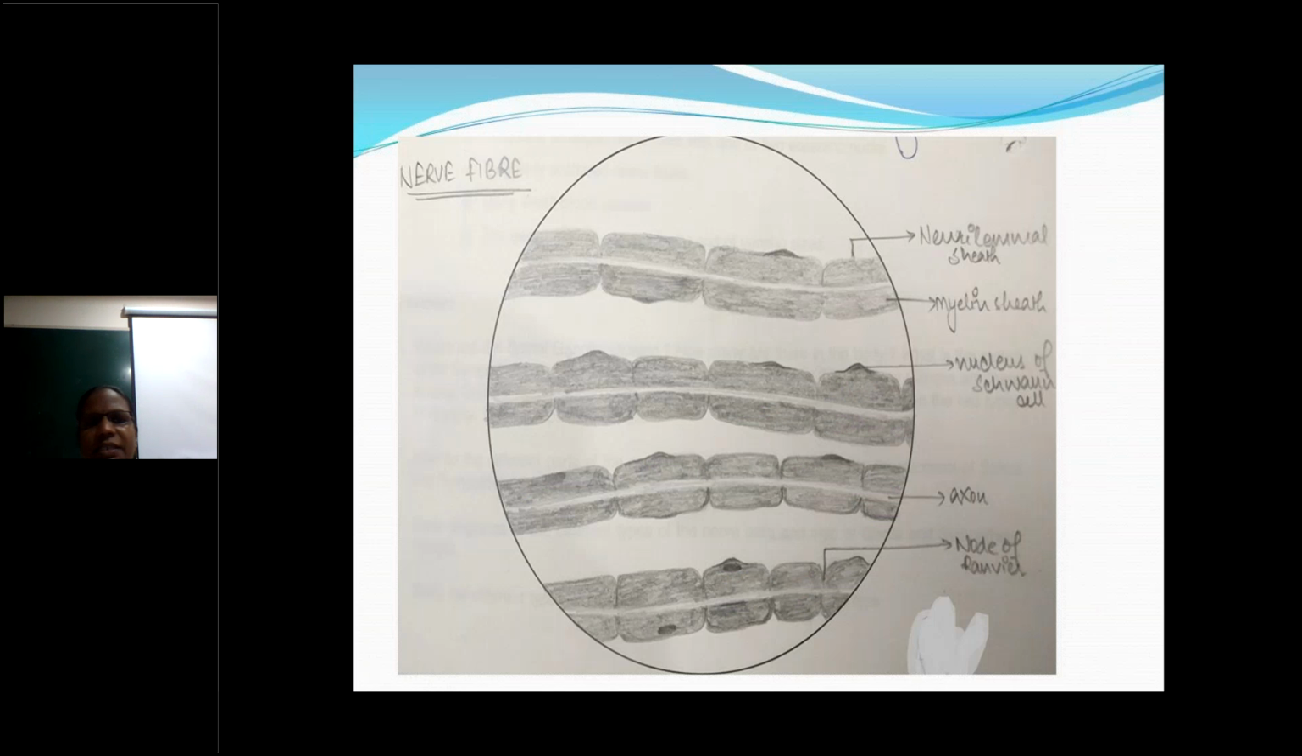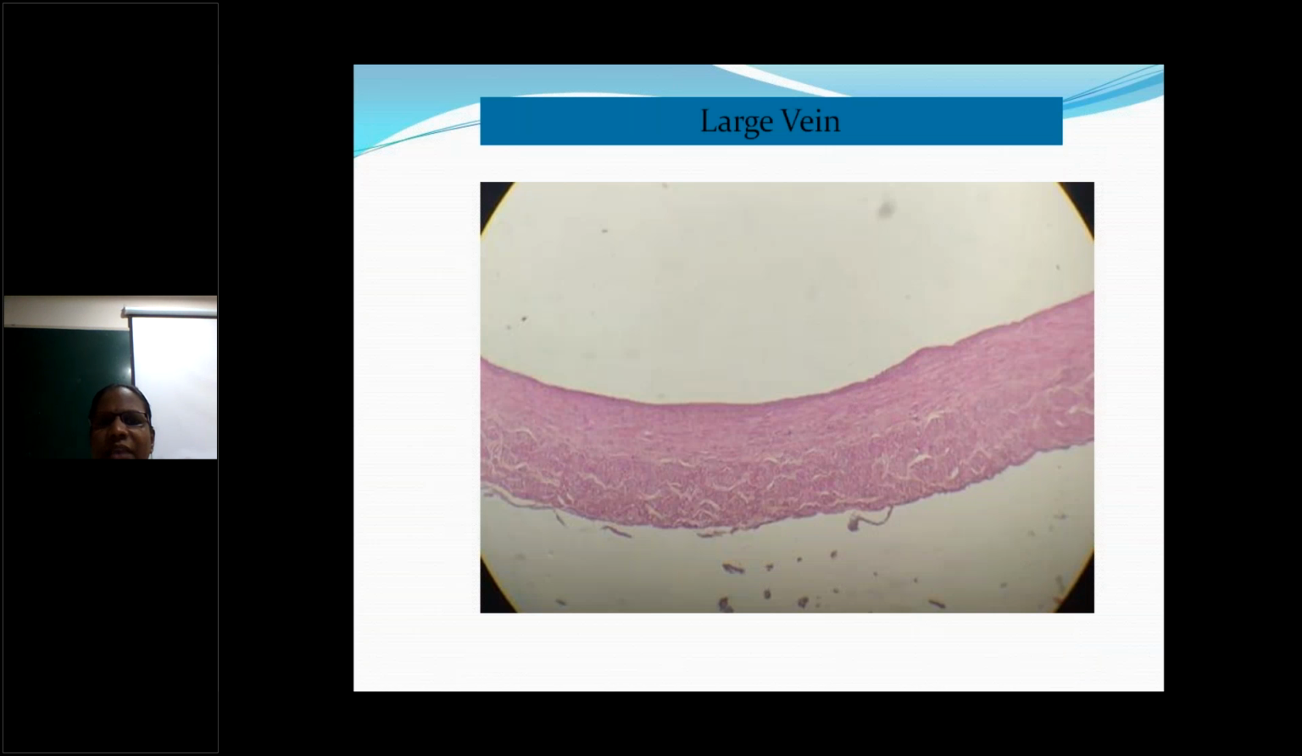Next, coming to the last part, the nervous tissue. Here they will ask you the difference between these three, since we are having the slides. They may ask you in the discussion part what is the difference between the large artery and the arteriole.